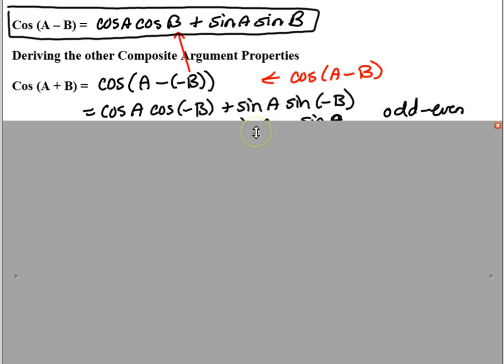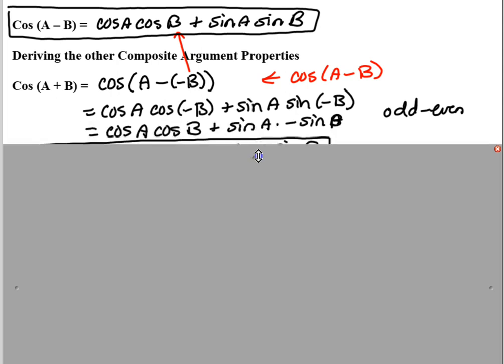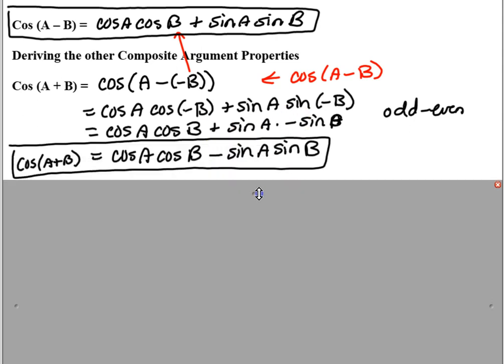We want to rewrite that so it doesn't have any negative signs, and recall the odd-even property, which tells us that I can replace cosine negative B with cosine B because they are equal to each other. But sine of negative B becomes negative sine of B because they are equal to each other. Multiplying sine A times negative sine B gives us a negative sine A sine B, so the property ends up looking like this.